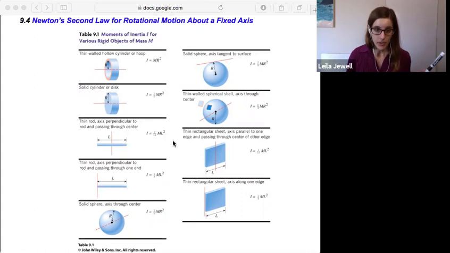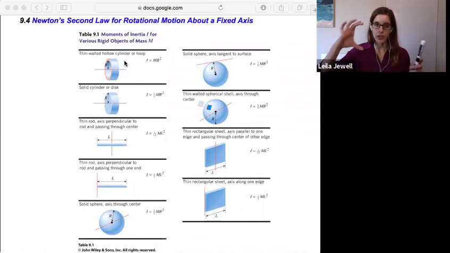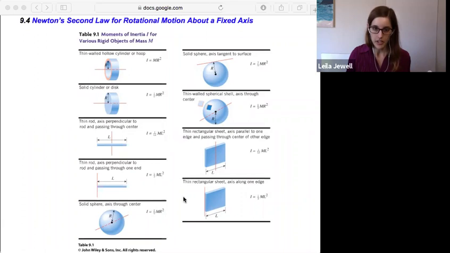We also have some other objects in here. There's a solid sphere with the axis through the center, a solid sphere with the axis along one edge of the surface, a shell, a solid cylinder, or a disc, either one, which is a useful thing to note. And then a thin-walled hollow cylinder or hoop, right, where you just have the outer hoop going on the outer edge, and then some thin rectangular sheets with a couple of different axes shown in red there.